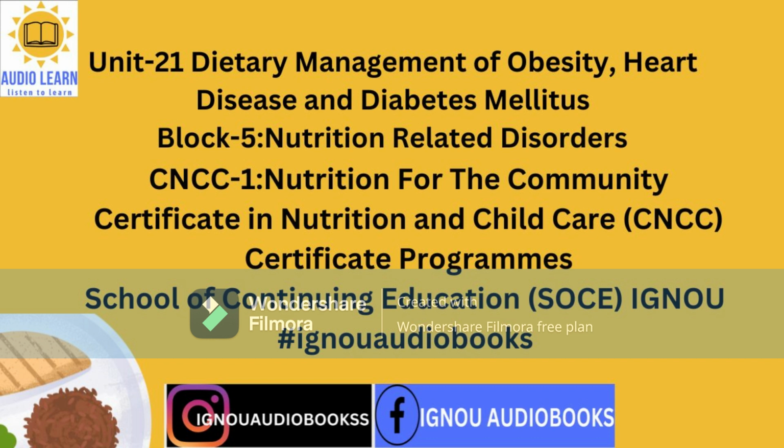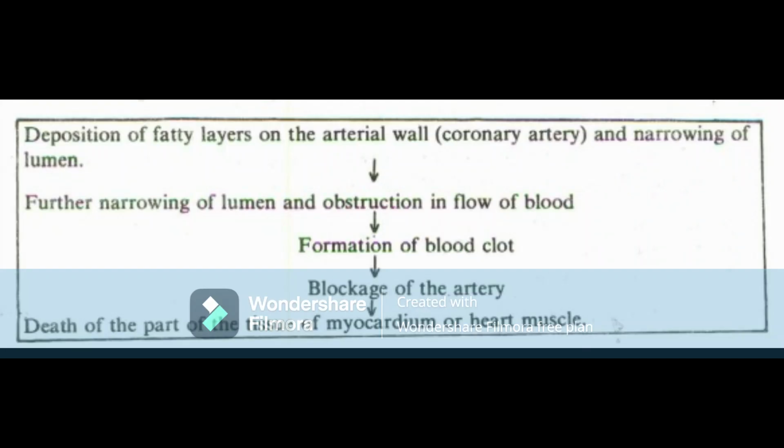This problem is not so serious if a small artery is involved. However, if major arteries or coronary arteries are involved, the situation becomes serious. Coronary arteries are the arteries which supply oxygen and nutrients to the heart muscle, or myocardium. The group of heart diseases resulting from obstruction or blockage of blood flow through coronary arteries is termed as coronary heart disease, CHD. The following flowchart explains the process by which coronary heart disease sets in.